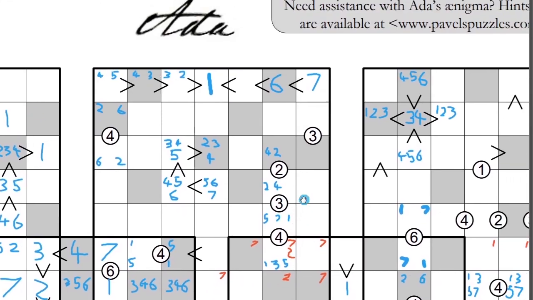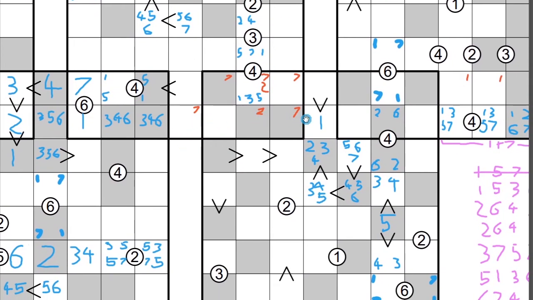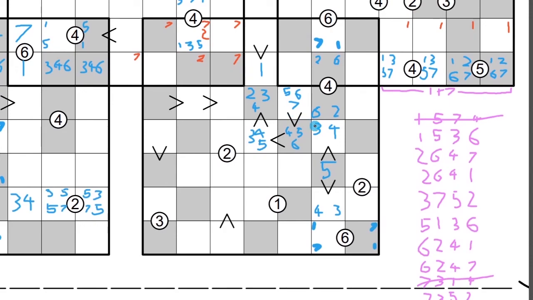This is way too fuzzy. Can I figure out anything more in here? If that were four, that wouldn't be, that wouldn't be, that would be three. So what?